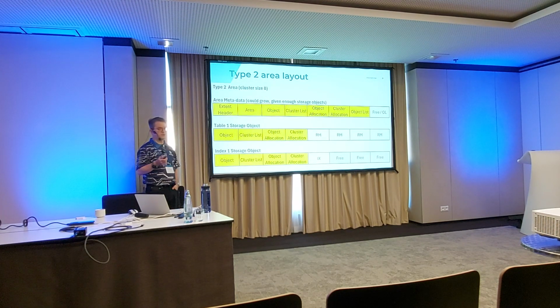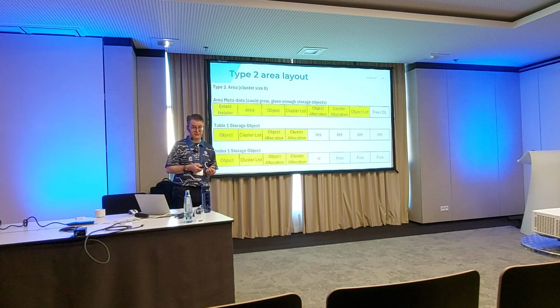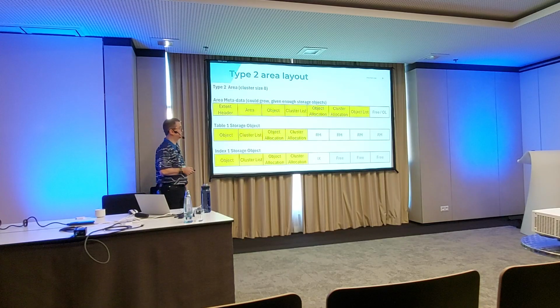So the first cluster of blocks in every type 2 area is reserved for area metadata. So there's no application data in it. So it begins like a type 1 area. So we've got an extent header block, area block, object block. Then we've got these 4 type 2 specific block types: cluster list block, object allocation, cluster allocation, then an object list block, which is sort of a dictionary of the storage objects in the block, and then a free block.